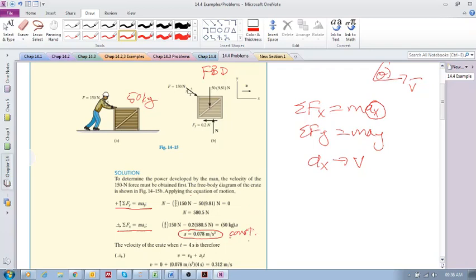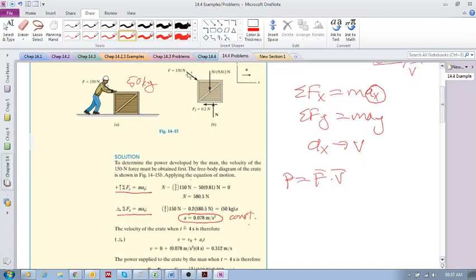It's constant. So that means in order to calculate the velocity, because we're looking for F dot V, we use our constant acceleration equation with time equals 4 seconds. A goes in there, time goes in there, and we find our velocity. After 4 seconds, the crate is moving with a velocity of 0.312. Okay, so now we've got our velocity. We know that it's acting in this x direction.